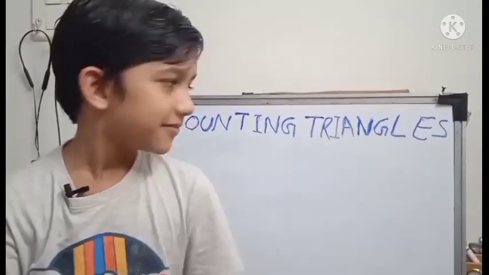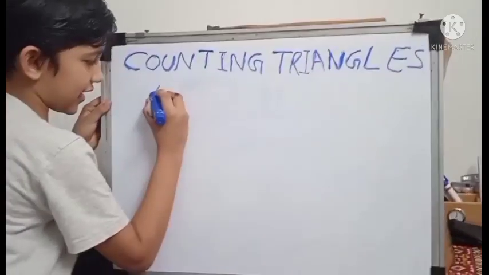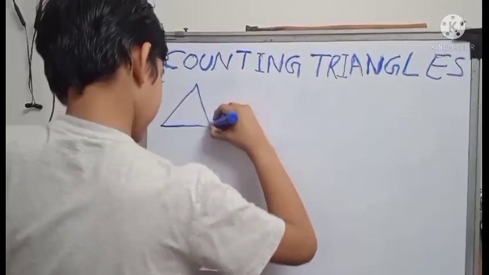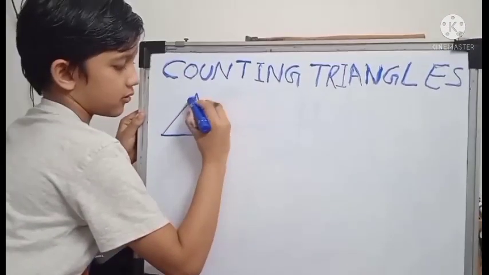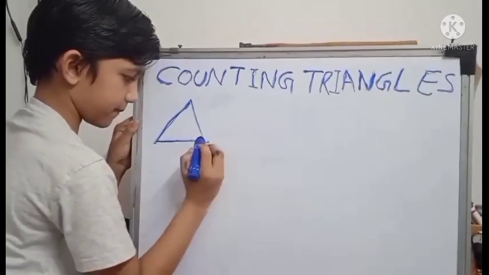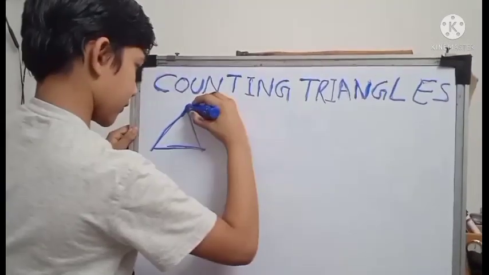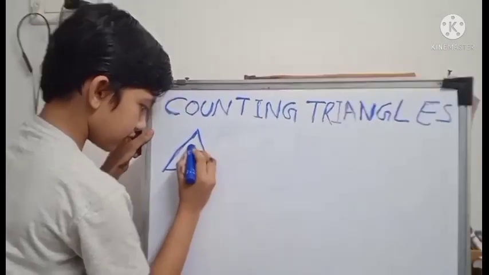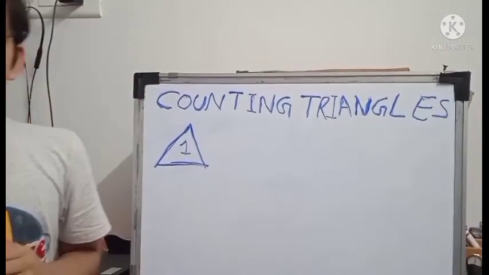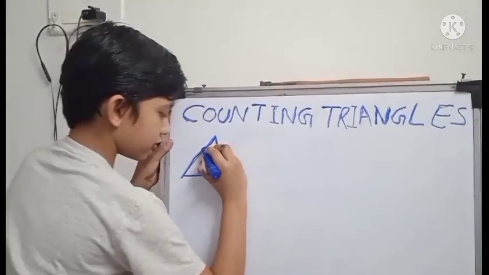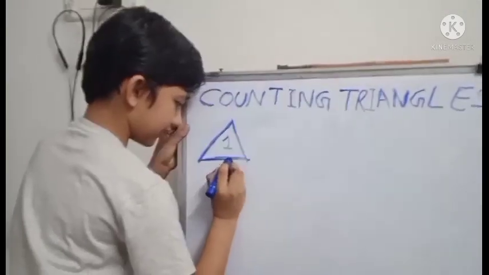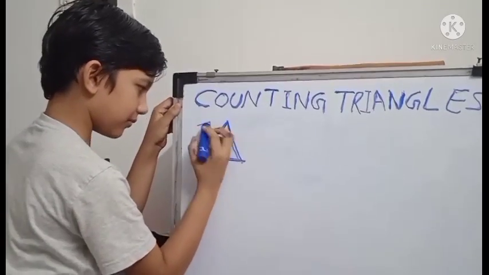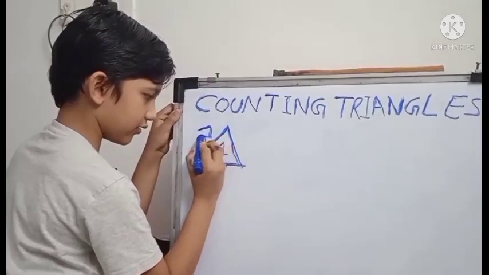So let's begin. Our first triangle is this one. This is one. Everyone knows, but how? Simple. The outer surface makes it one.